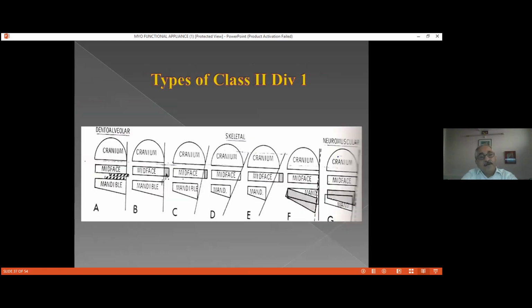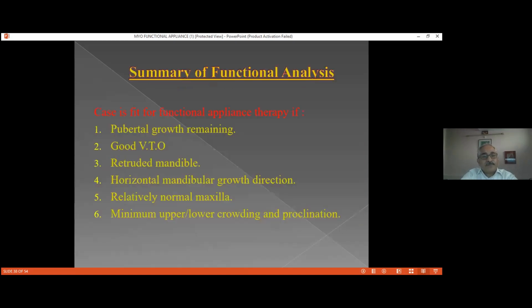Again, I'm recapitulating that there are 7 types of class 2 division 1 malocclusion, and only one, that is D, is suited for the myofunctional appliances. To repeat, the case which fits in the myofunctional appliances therapy is the pubertal growth should be remaining.